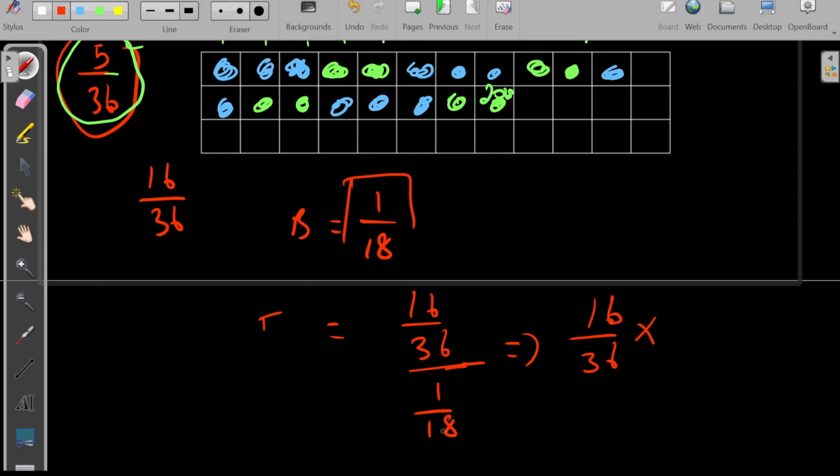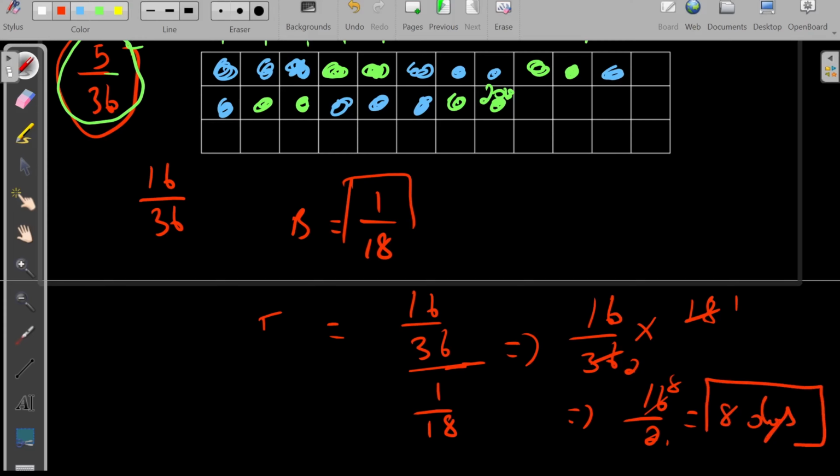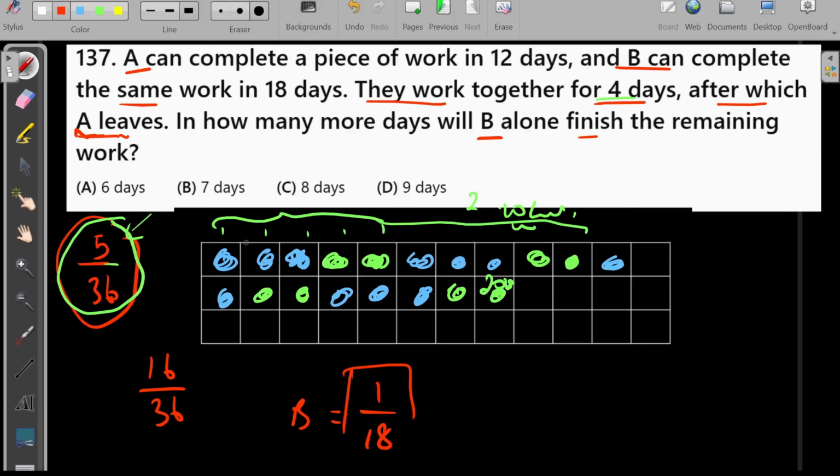18 here is a denominator. At the bottom, it will go up, so it will be 18 over 1. If 1 is a denominator, we simply do not put it there. We can just remove it. So 18 1s would be 18, 18 2s would be 36. So that would give me 16 over 2. Now 2 times 1 would be 2, 2 8s would be 16. So 8 days. If B were to continue working, it would take him 8 days. So from the question, we see that option C is the correct answer, which is 8 days.